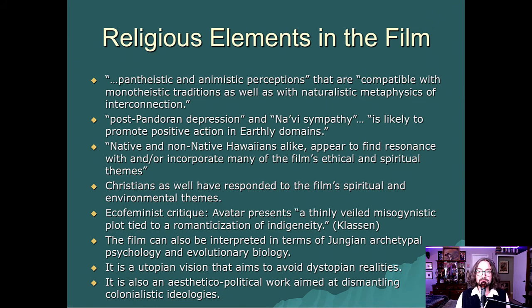There have also been some eco-feminist critiques of the film, arguing that Avatar presents a thinly veiled misogynistic plot tied to a romanticization of indigeneity. And the film can also be interpreted in terms of Jungian archetypal psychology and evolutionary biology. Ultimately, the film is a utopian vision that aims to avoid dystopian realities. And it is also an aesthetico-political work aimed at dismantling colonialistic ideologies.